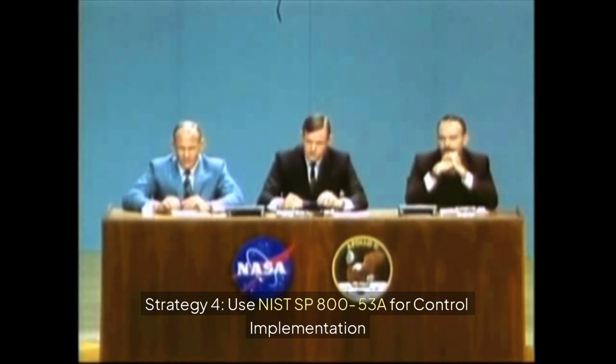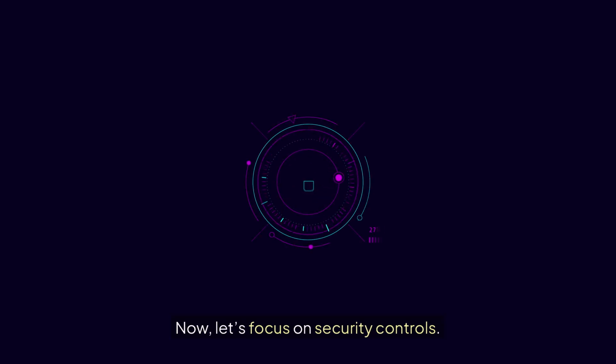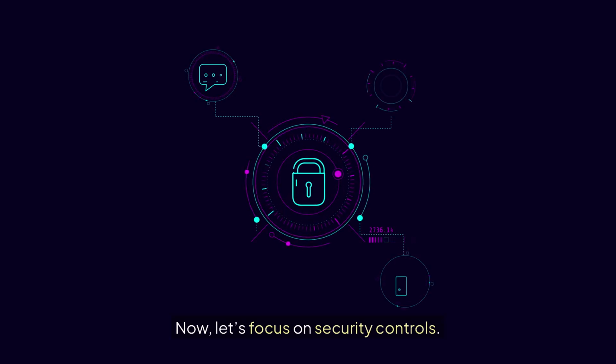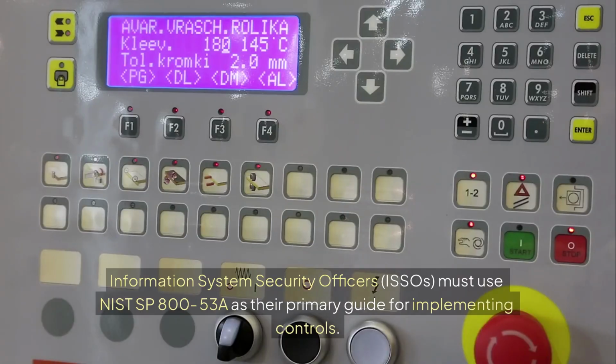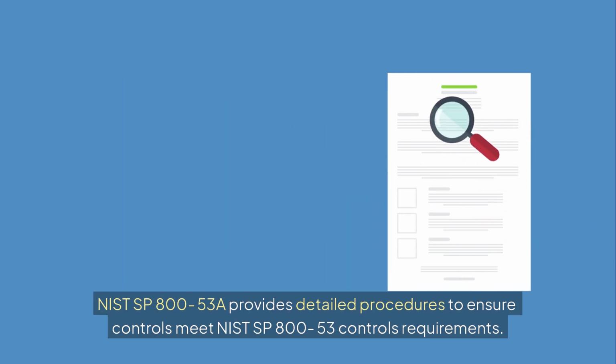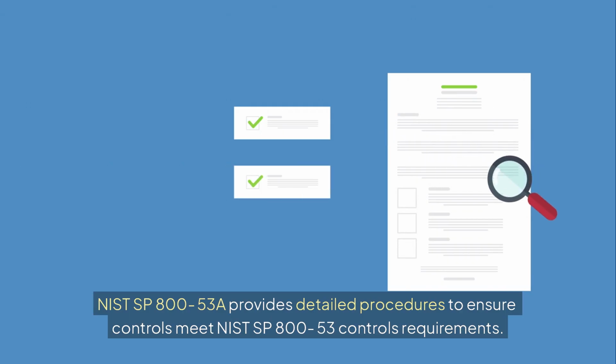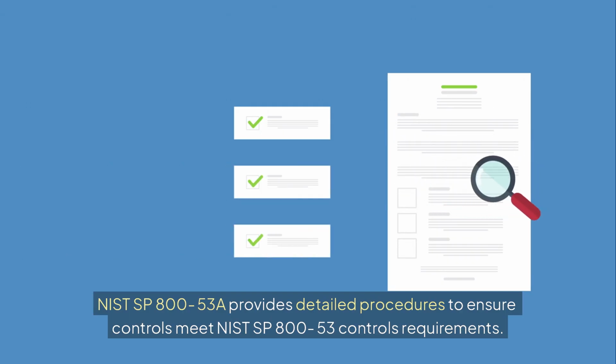Strategy 4. Use NIST SP 800-53A for control implementation. Now let's focus on security controls. Information System Security Officers, ISSOs, must use NIST SP 800-53A as their primary guide for implementing controls. NIST SP 800-53A provides detailed procedures to ensure controls meet NIST SP 800-53 control requirements.